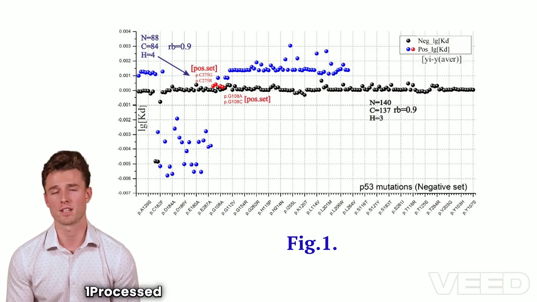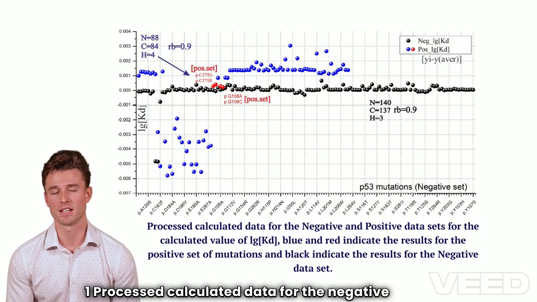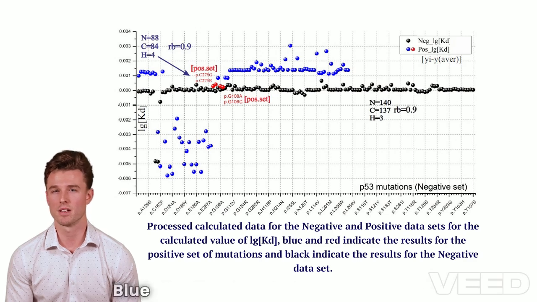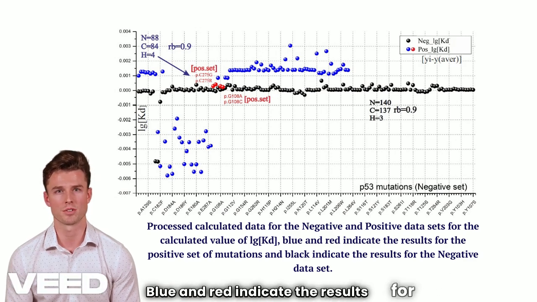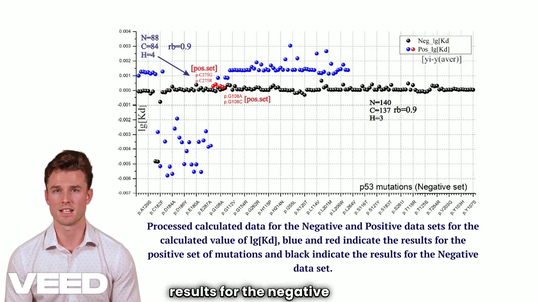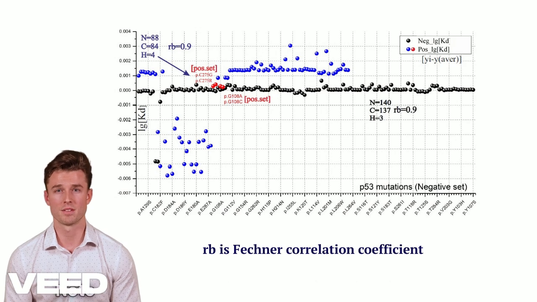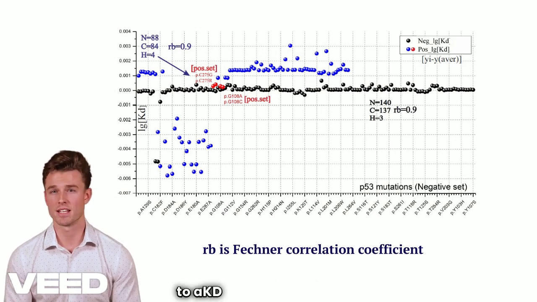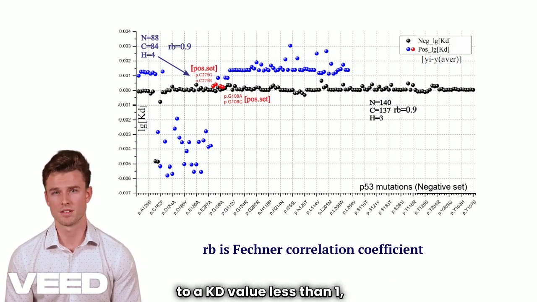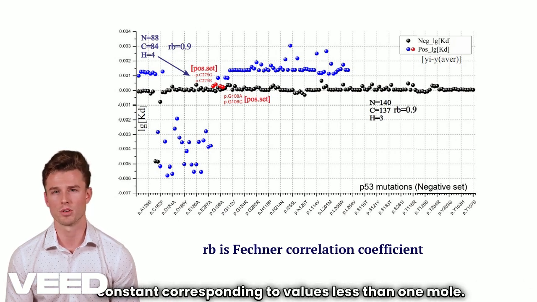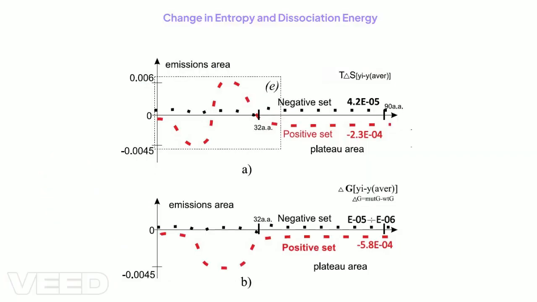Fig. 1 processed calculated data for the negative and positive data sets for the calculated value of Kd. Blue and red indicate the results for the positive set of mutations, and black indicate the results for the negative data set. Note that negative values of the Kd value correspond to a Kd value less than 1. So we are talking here about the values of the dissociation constant corresponding to values less than 1 mole in the positive range of values.